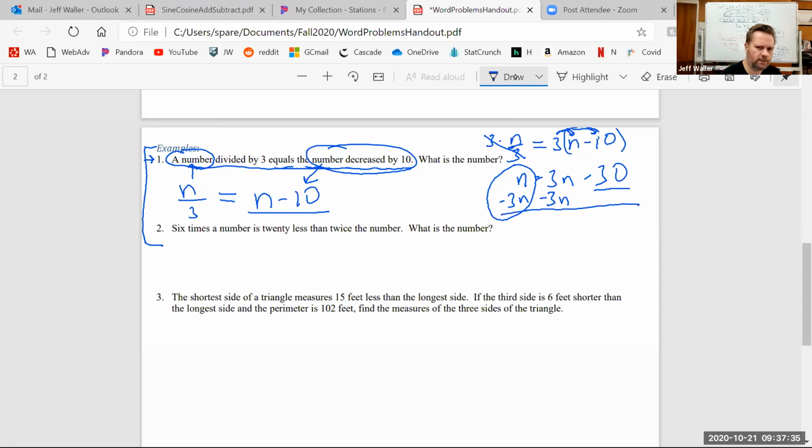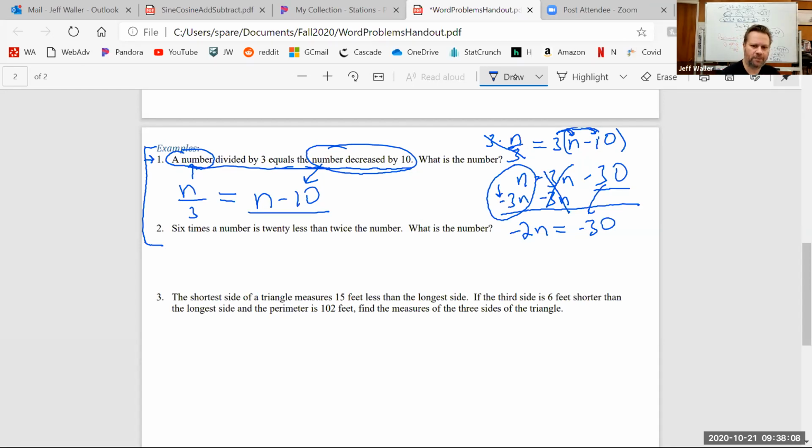So n minus 3n is how many n's? Negative 2n. The n's over here died, right? They killed each other. So I have a negative 30. All right, stop for a minute. And now I'm at the last step. The last step is almost always divide. I didn't say always. I said almost always, right?